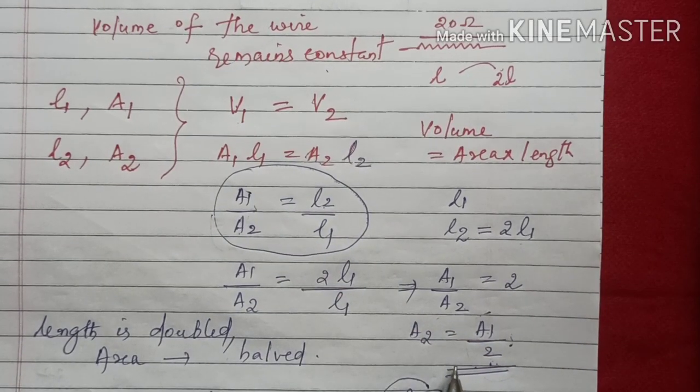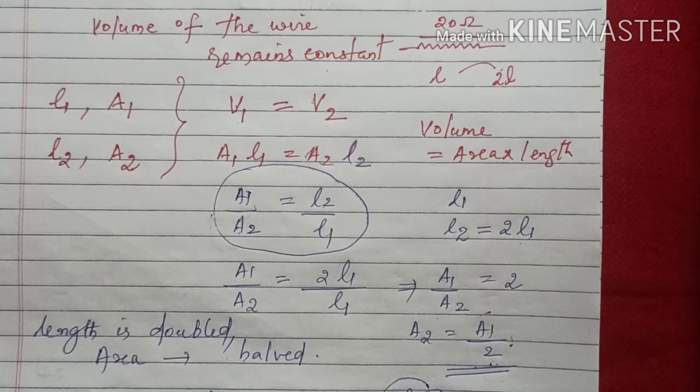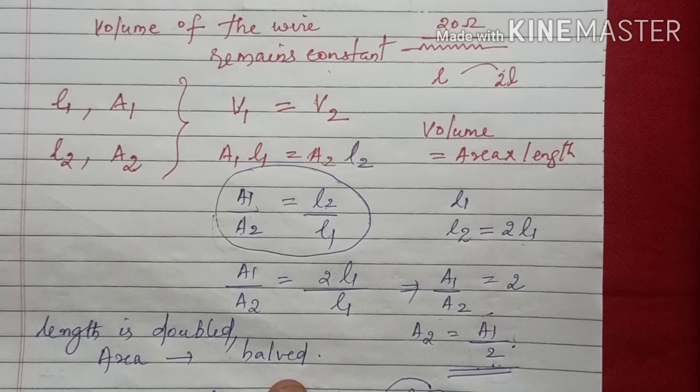From that we derived an expression. When the length is doubled, or length becomes twice the original length, area becomes 1 by 2. Then when the length is 4 times, area becomes 1 by 4. Like that we got a ratio there.